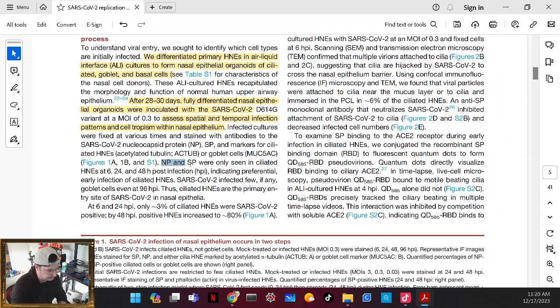The nucleocapsid and spike protein were only seen in ciliated human nasal epithelial cells at 6, 24, and 48 hours post-infection, indicating preferential early infection of the ciliated human nasal epithelial cells. And these ciliated cells seem to be the primary entry point.